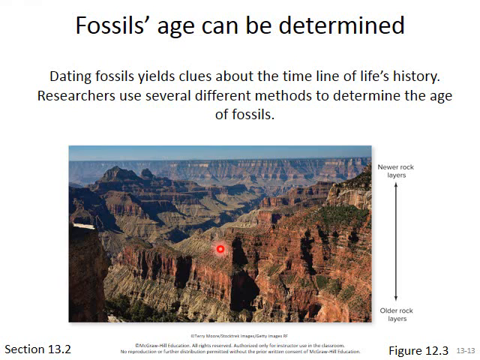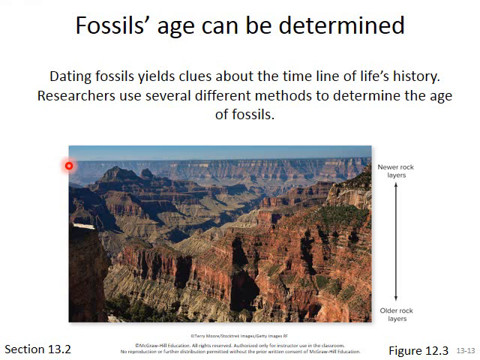Now, in this case, the fossils that are in the rock layers below must be organisms that are much older than the ones above. And then these are older than the ones that are even higher up. And so dating fossils can give clues about the timeline of life's history.